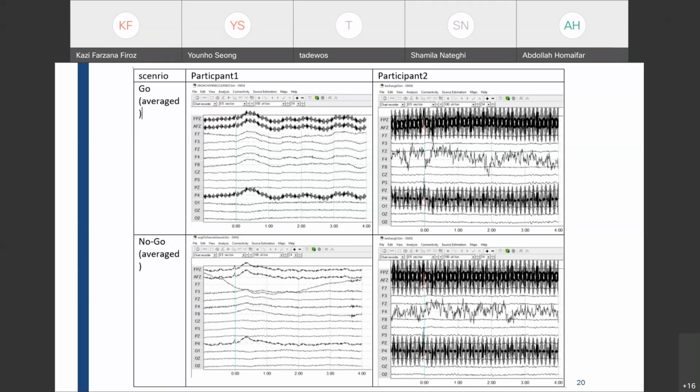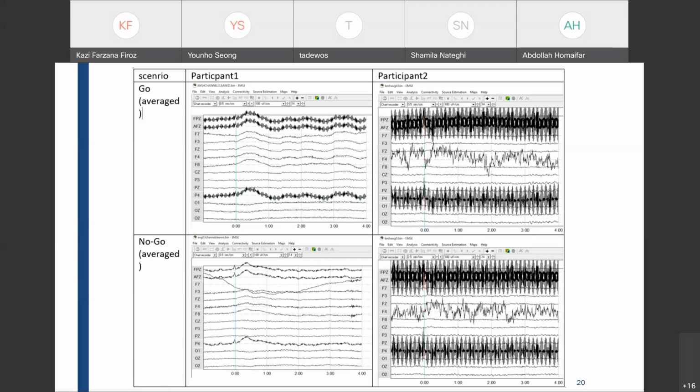With participant 2, we see the voltage range is much wider than participant 1. And with participant 1, if you can see my cursor, there is a peak around 300 milliseconds. As we discussed, there's something called the P300 phenomenon. We still don't know if it is the ERP and P300 phenomenon, but we are guessing it is associated with the P300 phenomenon. With both go and no go, we can see this kind of thing in participant 1, but in participant 2, we do not see any such thing.